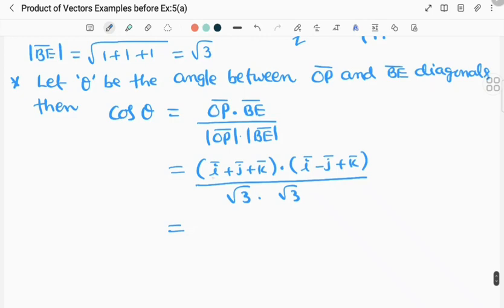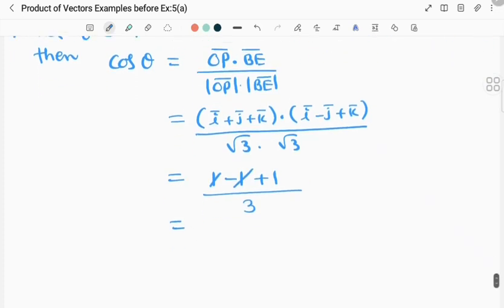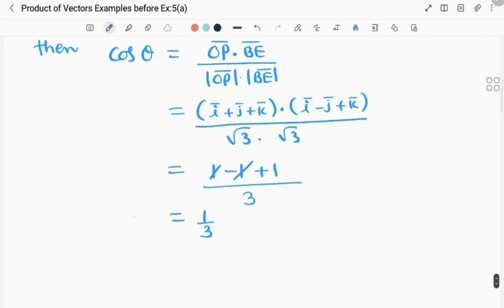So numerator: I bar dot I bar is 1, J bar dot minus J bar is minus 1, plus 1, into 1. By root 3 into root 3 is 3. Cancel. So 1 by 3. So cos theta equal to 1 by 3. That only they are asking to prove. Hence proved.